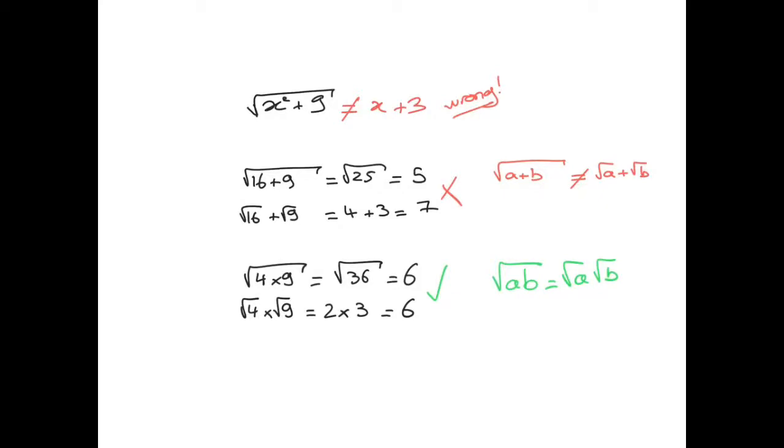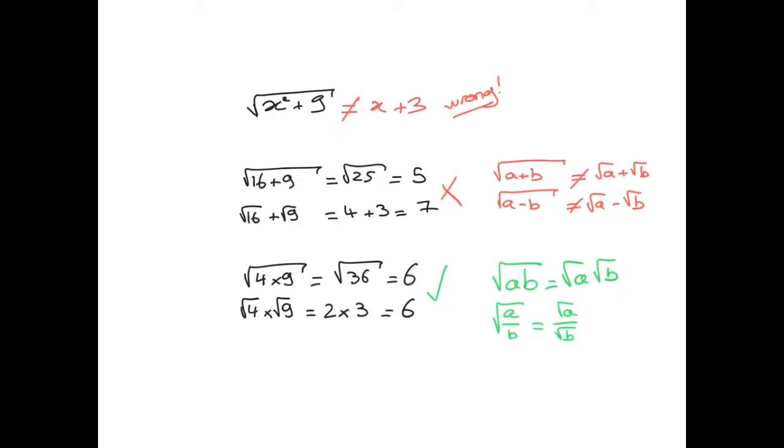We are not allowed to split a square root when there is a sum involved, or actually when there is also a difference involved. You cannot say that the square root of a minus b is the square root of a minus the square root of b. This is also wrong. We can do it when there is a product involved, when we have a times b, and we end up with the square root of a times the square root of b. Here, similarly, this would also work with the quotient. The square root of a over b is the square root of a over the square root of b.